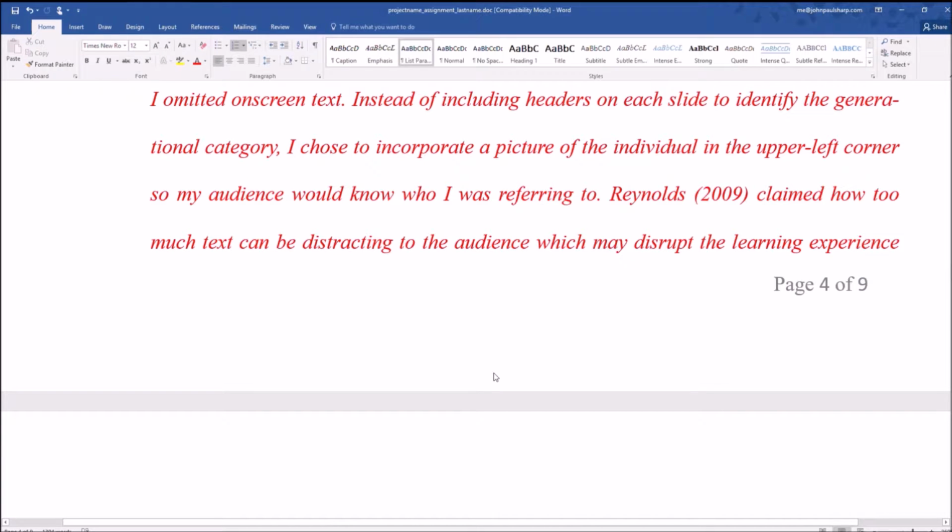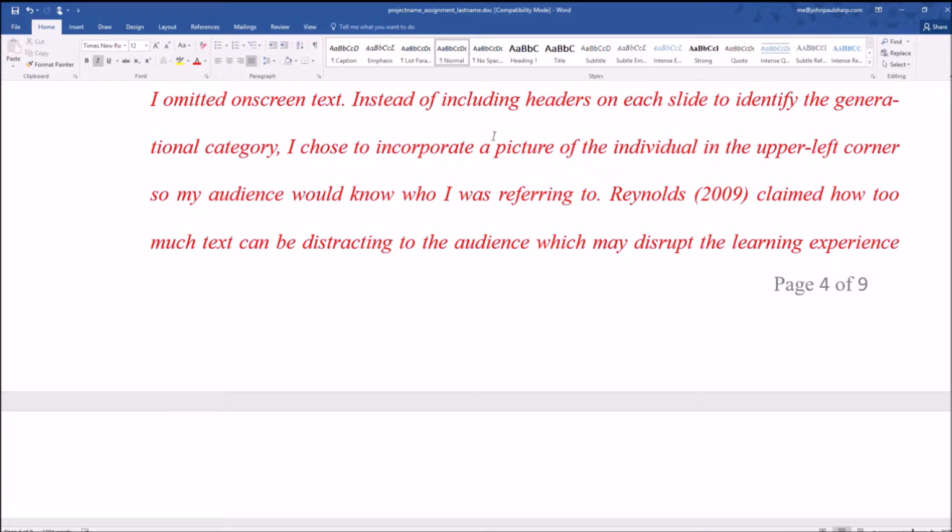Here's the design decision. I omitted on-screen text, right? So simple, it's beautiful, it's 4 words, it's very direct, it's concrete, it's not hard to understand, there's nothing confusing about it. I omitted on-screen text. That's one component that is done, and that's usually the hardest one to get done. There's a further sentence to go into more detail. Instead of including headers on each slide to identify the generational category, I chose to incorporate a picture of the individual in the upper left corner so my audience would know who I was referring to. Okay.